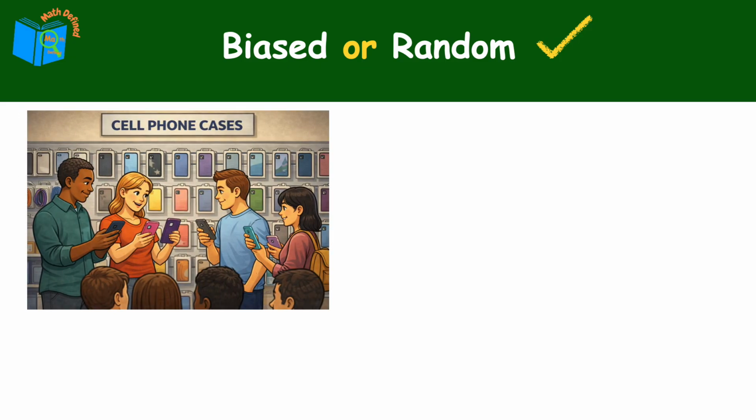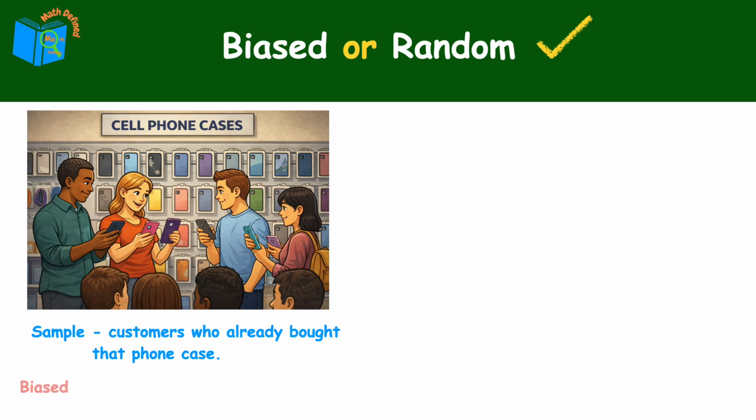A company wants to know if customers like a new phone case. They email a survey only to customers who already bought that phone case. Is the sample likely biased or random? It's likely biased. Why? Because the company only asks people who already chose to buy that product. That group may not represent all customers.